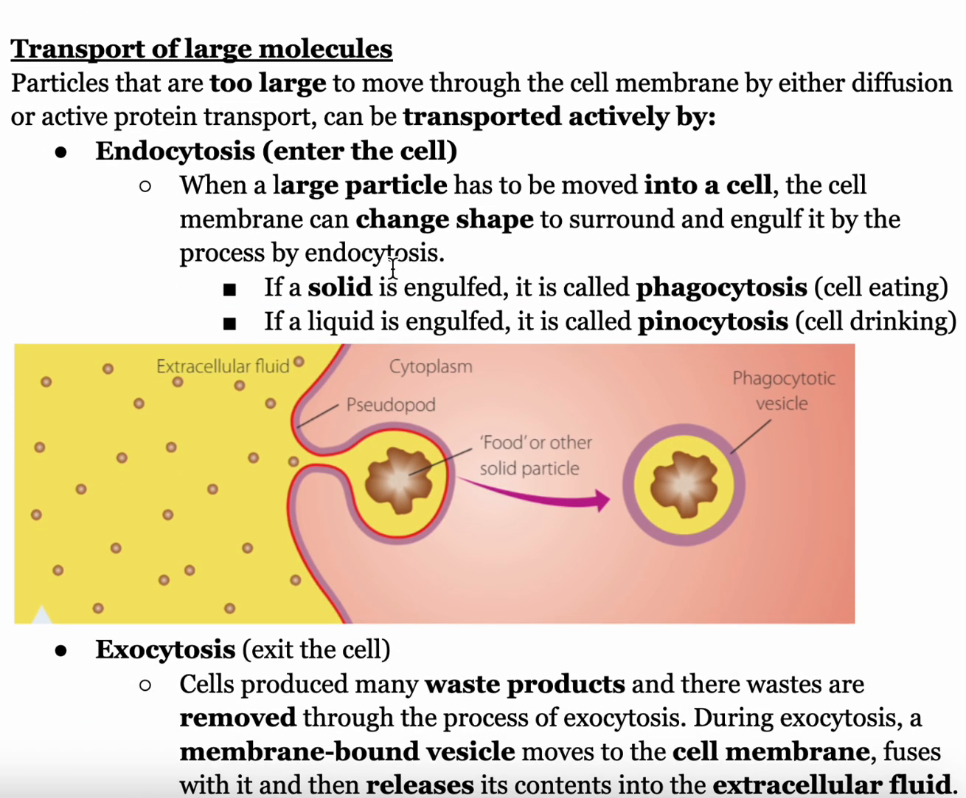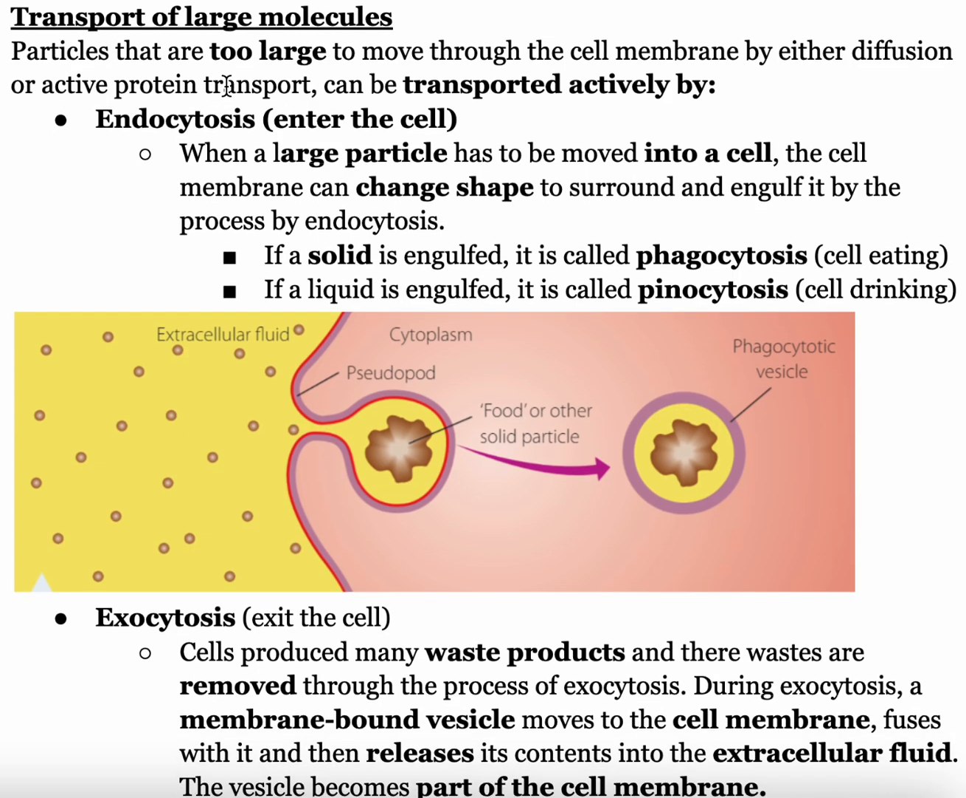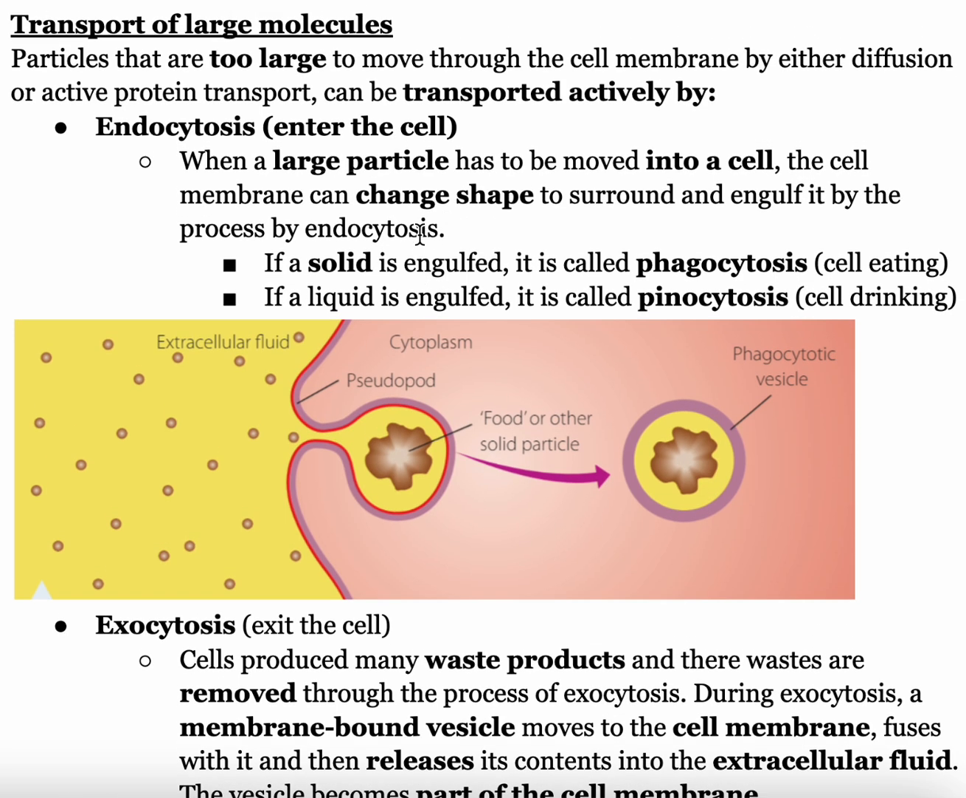Transport of large molecules. So basically, particles that are too large to move through the cell membrane by either diffusion or active protein transport can be transported actively by endocytosis. Do y'all remember that term? When a large particle has to be moved into the cell, the membrane will change shape to surround and engulf it. This process is called endocytosis.